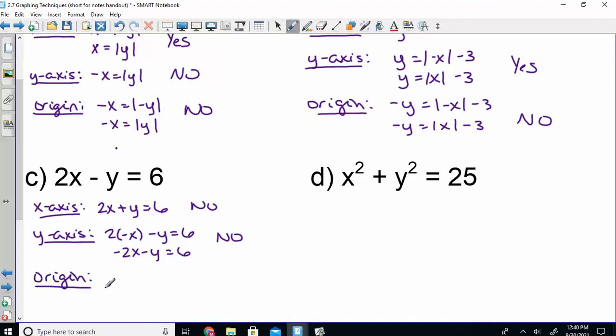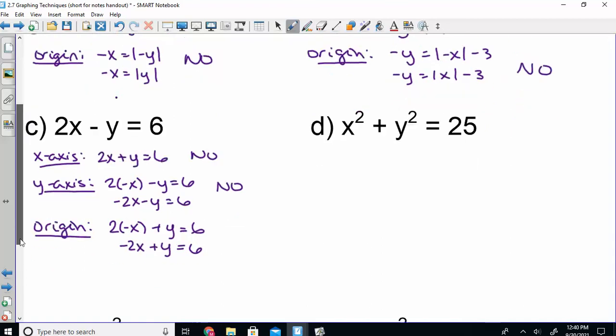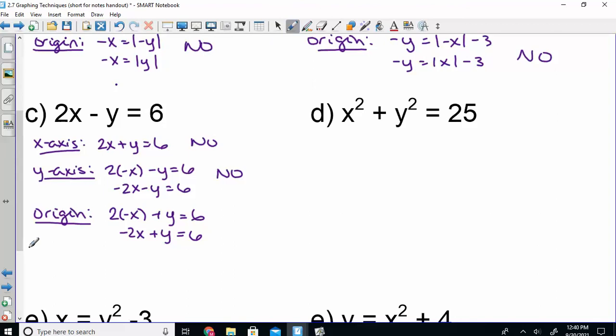To check my origin, we do both. I could multiply by a -1 here. That would give me a positive 2x and a negative y, but it turns it into a -6. So does that match? No. So it doesn't have to have symmetry. All of them may turn out to be no here. It's not like a guarantee one of them has to be a yes.